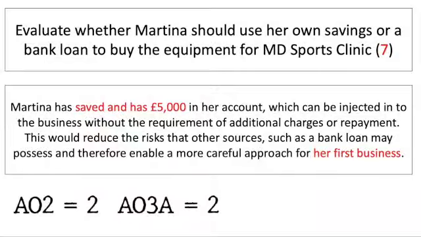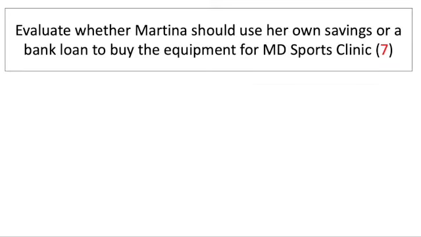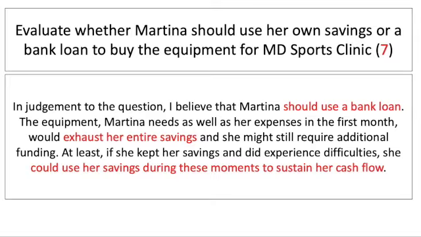Now, my evaluation, I do not want to repeat what I've previously said, because why does the examiner want to read it twice? What I want to do is I want to weigh it up, and I want a weighted, justified judgment. So the first thing I'm going to do is I'm actually going to signpost to the examiner that this is my evaluation. You have to remember the examiner is marking hundreds of scripts and just try and make their job a little bit easier. So I'm going to say in judgment to the question, and therefore the examiner knows, okay, that's where the evaluation fully starts. So I believe that Martina should use a bank loan.